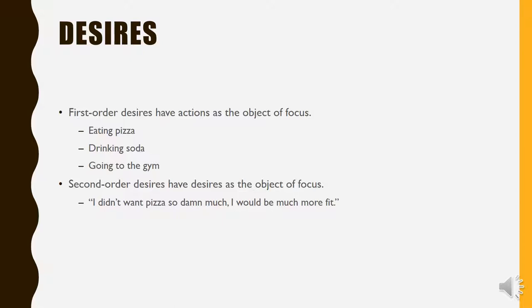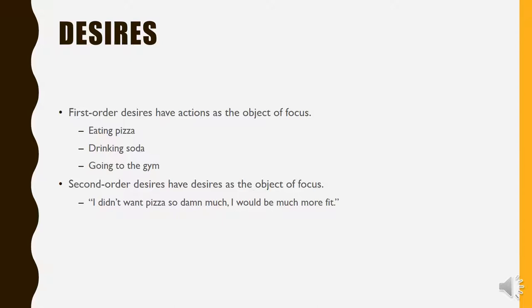I have this second order desire with regard to another desire. And so when we're thinking of these different desires and this hierarchy, Frankfurt, who really proposes this idea of first and second order desires, would suggest that when your first order desires and your second order desires align, this is when we act with free will.